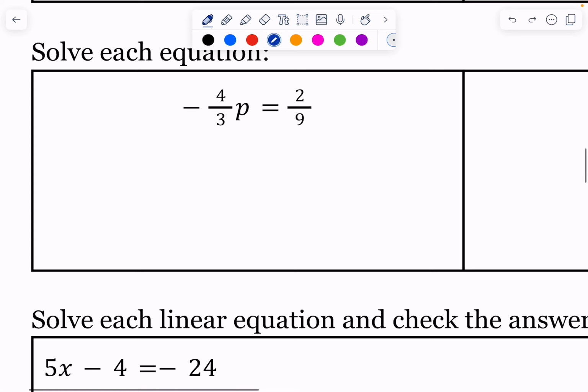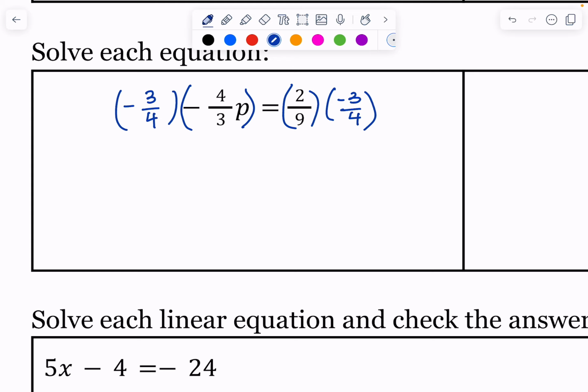So I have negative 3/4 p equals 2 over 9. I'm going to multiply by negative 3 over 4 on both sides. And because I'm doing that on both sides, we're using the multiplication property of equality, so it will not change the equation solutions. So here, the 3's cancel, the 4's cancel, and then the negative times the negative is just positive, so we're left with p. And then on the right side, if we do 2 times negative 3, we get negative 6. And if we do 9 times 4, we get 36. This is perfectly fine, but it can also reduce to -1/6.